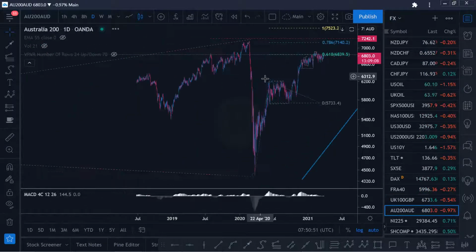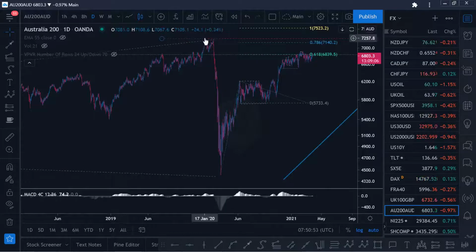Aussie is another one that's near its target. It's probably going to break these highs at 72.50.